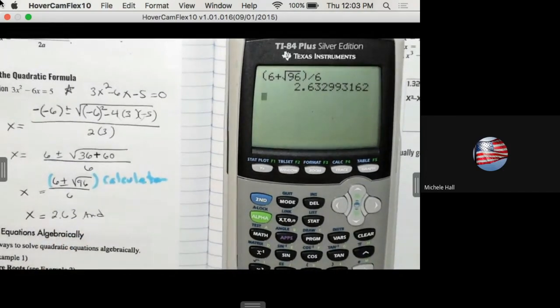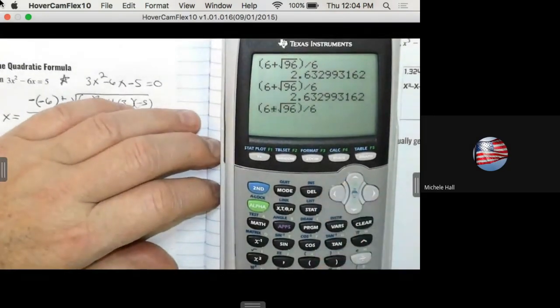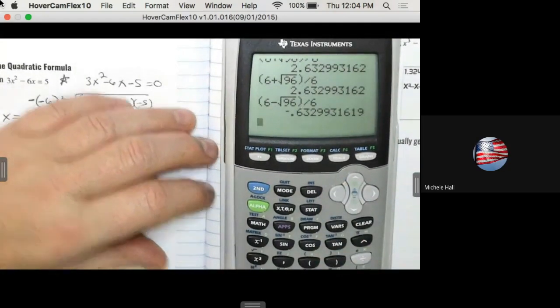I'm going to use my re-entry button, and I'm going to call the whole thing back, and then I'm going to punch in the minus sign. There we go. Wait a second. Minus would be negative 0.63.